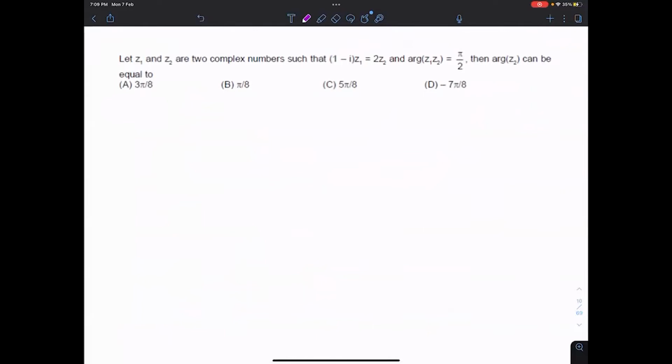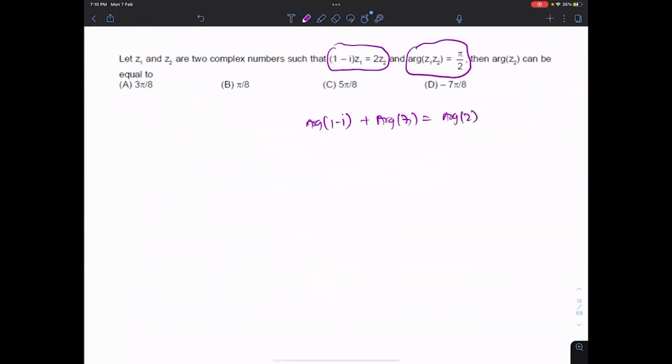Same way. Another question is given. Theta 1 plus theta 2 is pi by 2. Same model. Now apply argument on both sides here. If you apply argument on both sides, then argument of 1 minus i plus argument of Z1 is equal to argument of 2 plus argument of Z2. That is what you get.